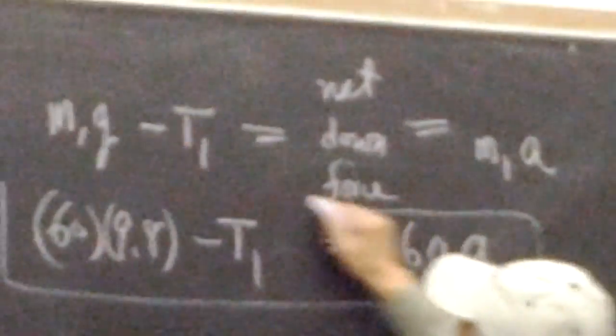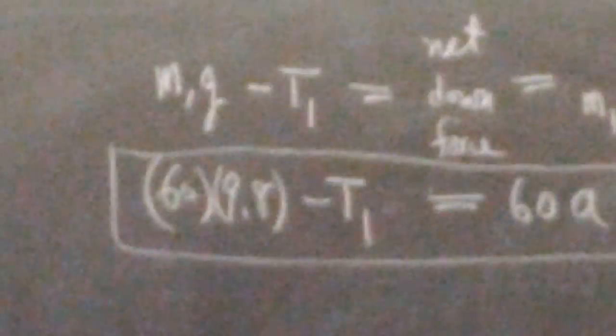So net force is equal to what? Net force is equal to MA. But this is M1, so let's put down M1A. We are given numbers, so we can put down 60 for M1, G is 9.8, and 60A. So that's considering A. And how many unknowns do we have here? We have one equation, but two unknowns.